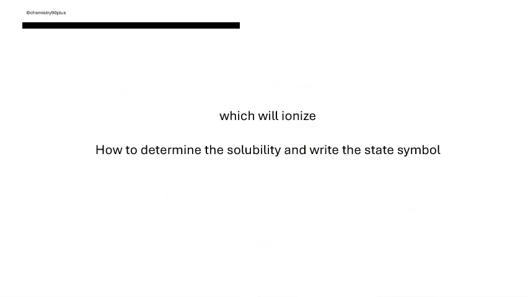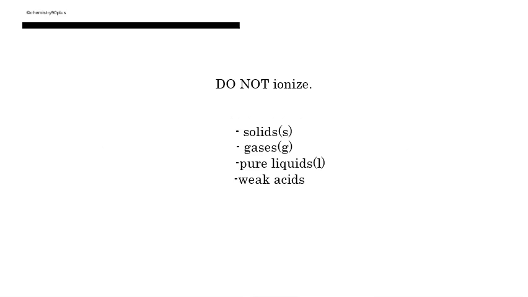While writing the net ionic equation, you should know two more things: which compound will ionize, and how to determine the solubility and write the state symbol of that compound. Solids, gases, and pure liquids are not going to ionize, and weak acids are also not going to ionize. So whenever you see S in parenthesis, do not ionize that compound. Whenever you see G in parenthesis, do not ionize, and L, do not ionize, and weak acids will not ionize. Okay, so these points you should remember while writing net ionic equations.